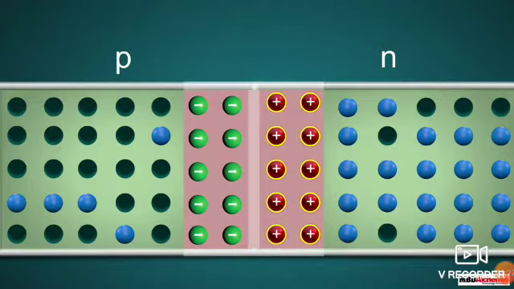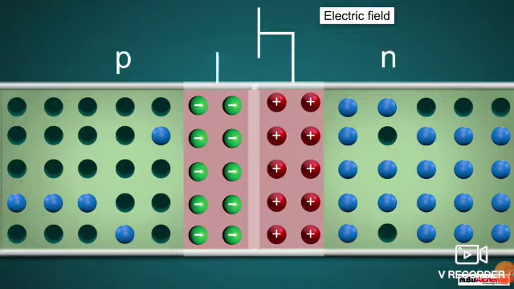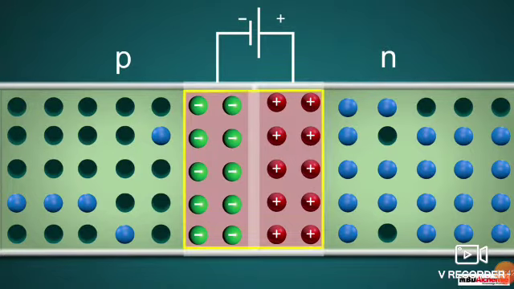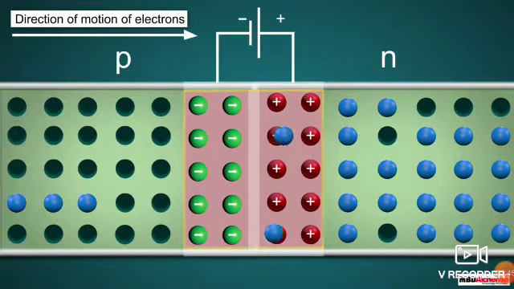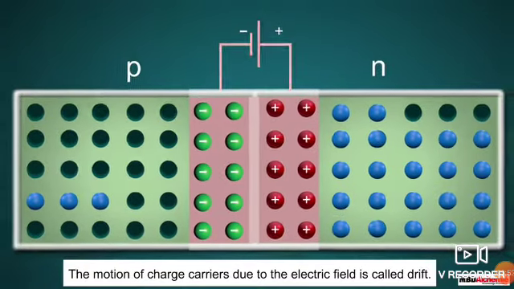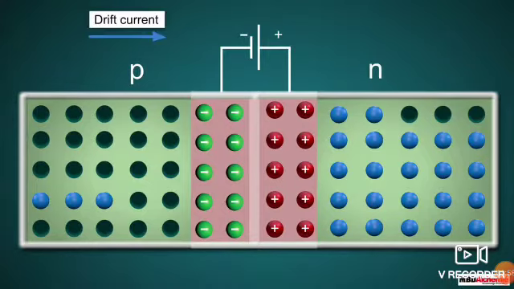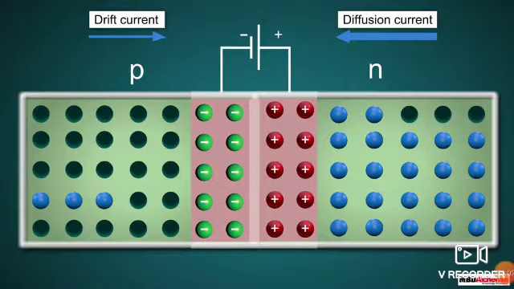Due to the positive space-charge region on the n side of the junction and the negative space-charge region on the p side of the junction, an electric field develops from the positive charge towards the negative charge. Due to this field, an electron on the p side of the junction moves to the n side and a hole on the n side of the junction moves to the p side. The motion of charged carriers due to the electric field is called drift. Thus, a drift current, which is opposite in direction to the diffusion current, sets up.